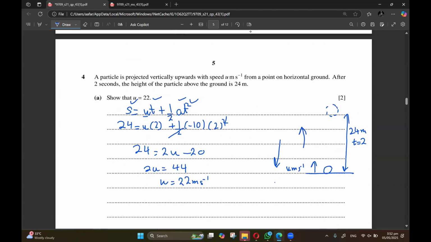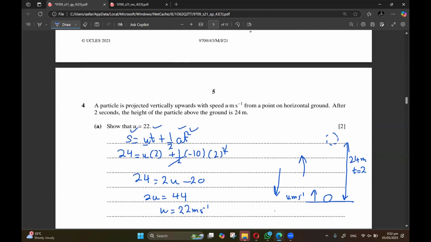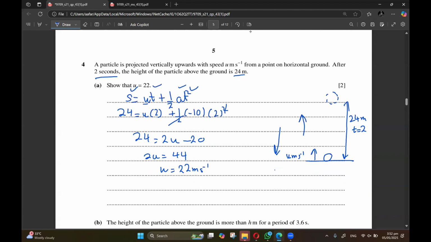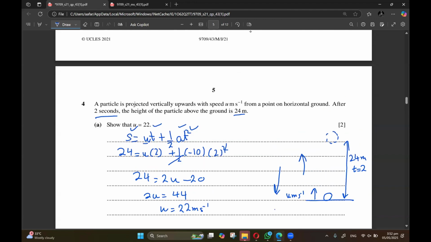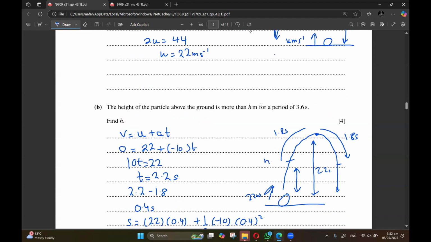Not necessarily, because the height of the first part is basically it just gave us that the height of the particle above the ground is 24 meters after 2 seconds. That doesn't really help us. So let me explain again.